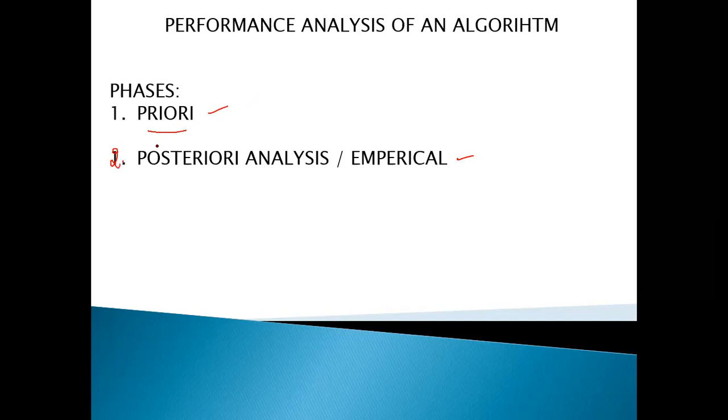The second one is posteriori analysis. This is known as empirical analysis. Here, for a problem, many algorithms are developed, and the best algorithm is selected to be written in a programming language and executed on a target machine, based on this analysis only. In this analysis, actual time and space requirements are calculated. It is known as empirical analysis.